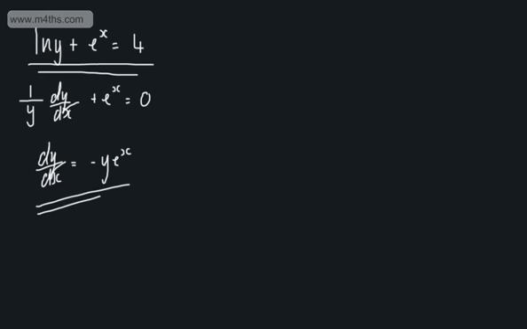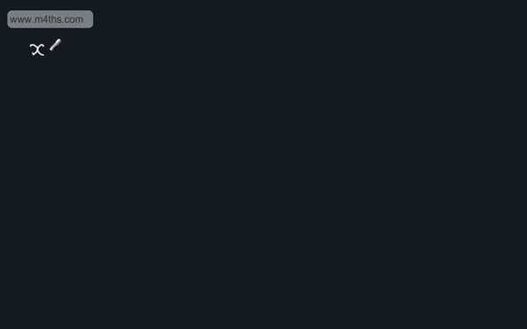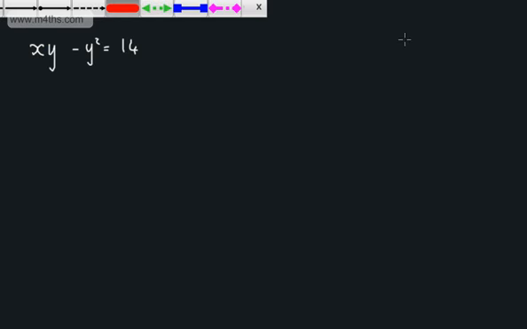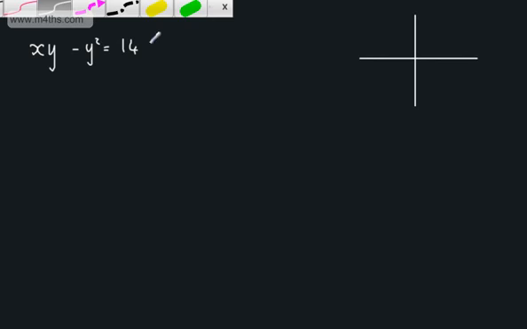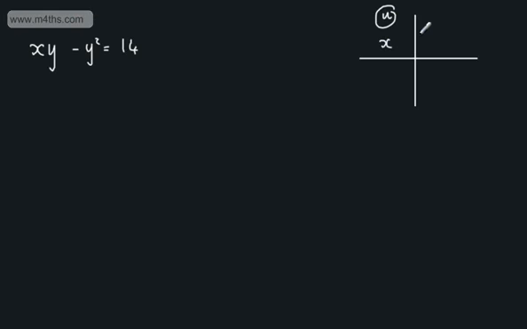Let's look at something else. Let's go for xy. So let's say xy minus y squared will be equal to, let's say, some constant, let's say 14. We have a product here. So what we need to do is use the product rule. So let's go ahead and do that. What we've got then, we're differentiating this with respect to x. We will let u be equal to x. We will have the derivative du by dx with respect to x will be 1.